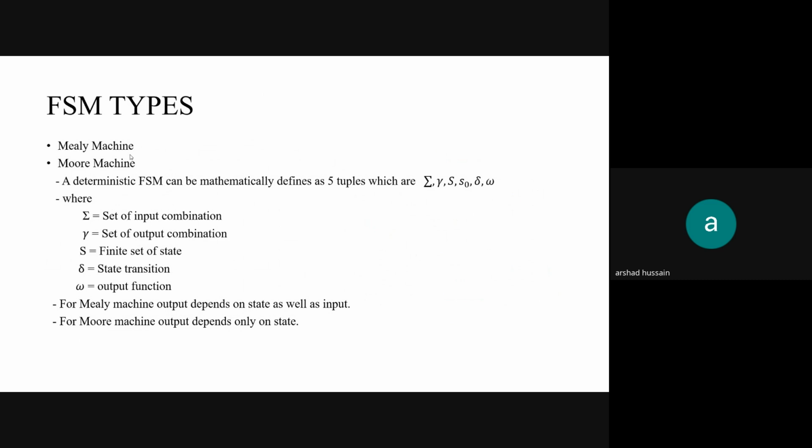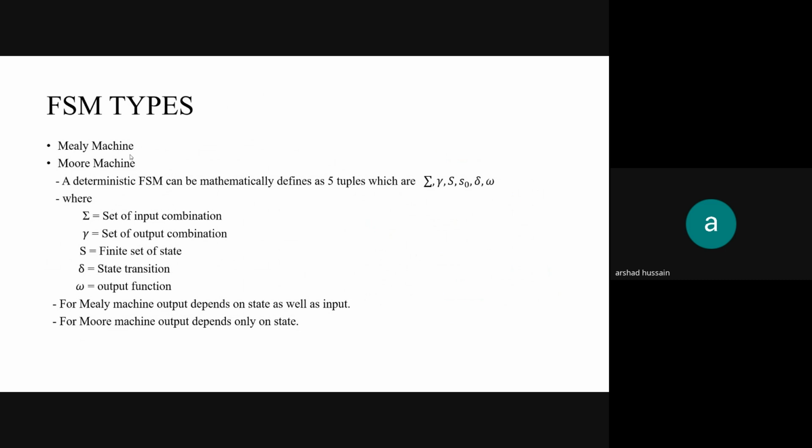For example, if you are considering two inputs, there will be a maximum of 4 input combinations: 0 0, 0 1, 1 0, 1 1. Similarly, for 3 inputs, it can have a maximum of 8 input combinations, from 0 0 0 to 1 1 1. Similarly, gamma indicates the set of all the outputs, and it can have all the possible combinations depending on the number of outputs, whether it is 2 or 3.